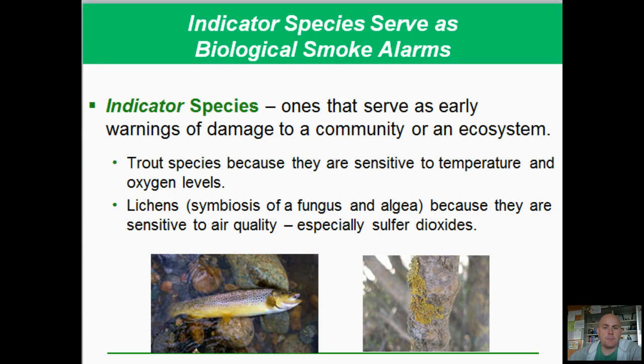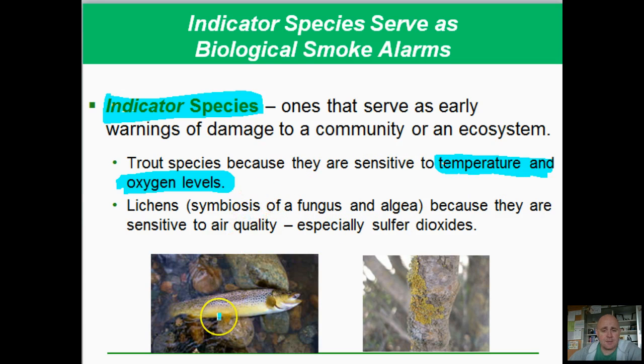What's an indicator species? Well, indicator species are really important, especially for environmental scientists, because they give us an indication of the health and well-being of that ecosystem. So fish are a good example of that. Fish are extremely sensitive to lots of different things. Chemicals in the water, but temperature and oxygen levels are two of the main things that fish are really sensitive to, especially trout. And so when those two things change, which they can change because of pollution pretty easily, trout are a really good indication that there's something wrong with that ecosystem, and so they're a very good indicator species.